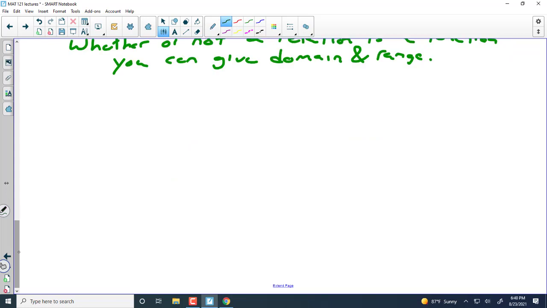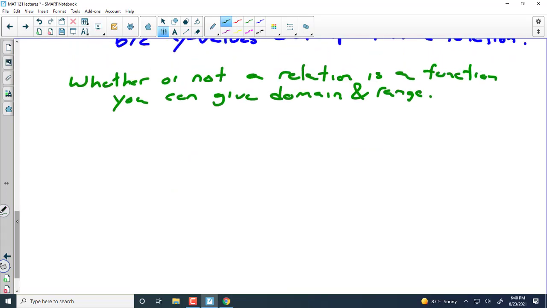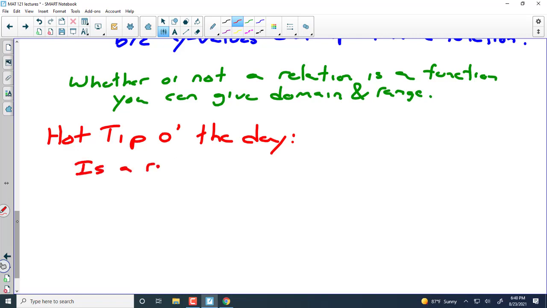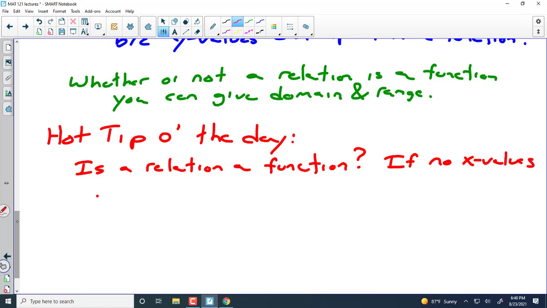All right, so here's my hot tip. We'll make this in red because it's red hot. Hot tip of the day. Is a relation a function? This is a big question you're going to ask yourself in this class and in doing the homework. If no x values repeat, it is a function.